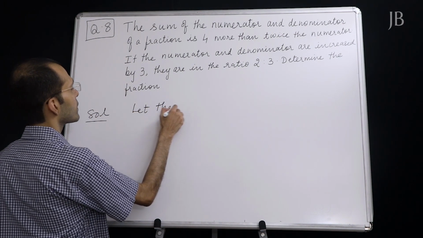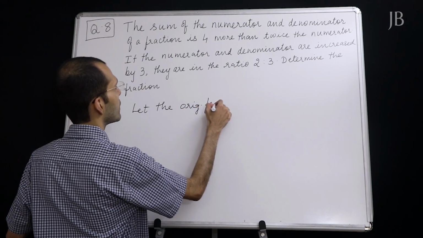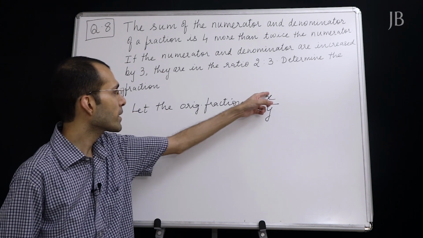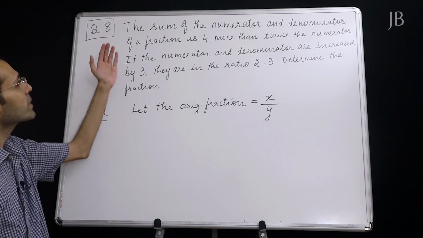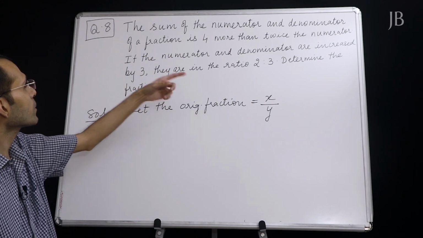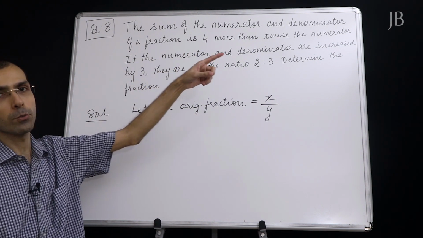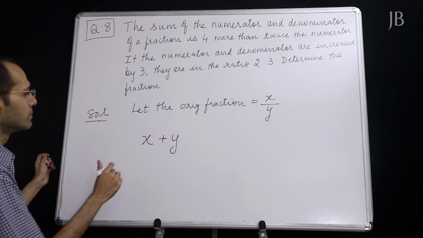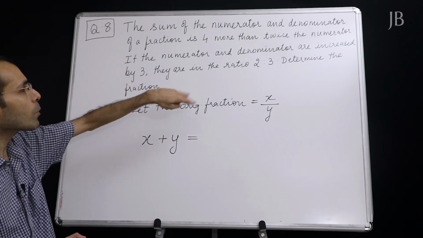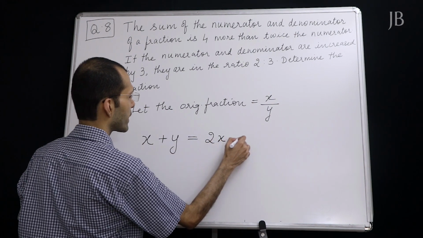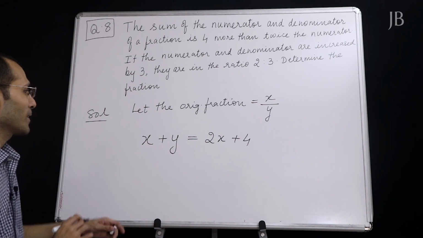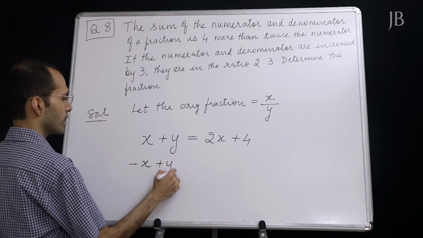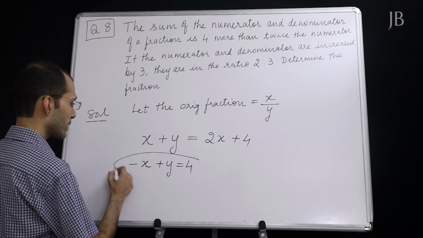So let the original fraction be x upon y. We all know that this is the numerator, the lower thing is the denominator. Now they are telling you the sum of the numerator and denominator of a fraction is 4 more than twice the numerator. So the sum of the numerator and denominator, x plus y, is 4 more than twice the numerator. Twice the numerator will be 2x, and 4 more, so plus 4. So we got one equation. Let's simplify this. x minus 2x will give minus x, and y remains here. Minus x plus y is 4. This is our one equation.